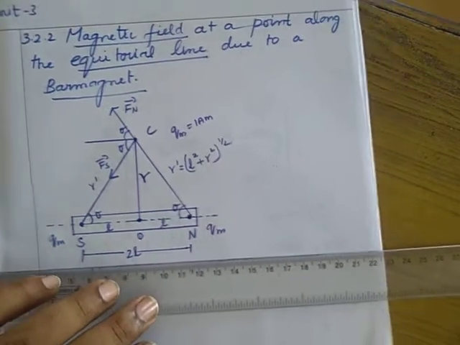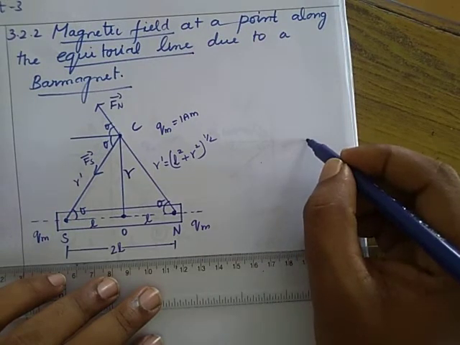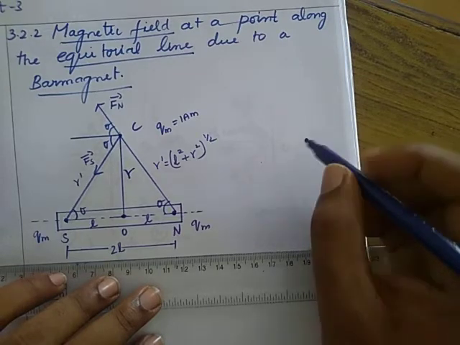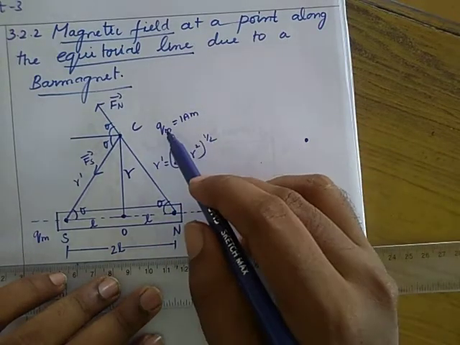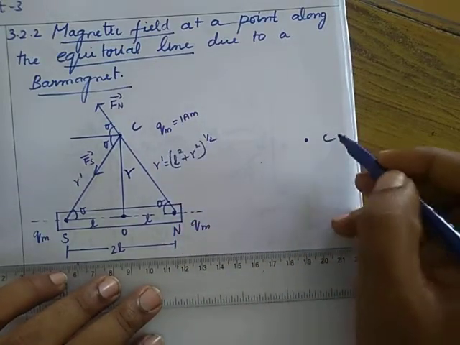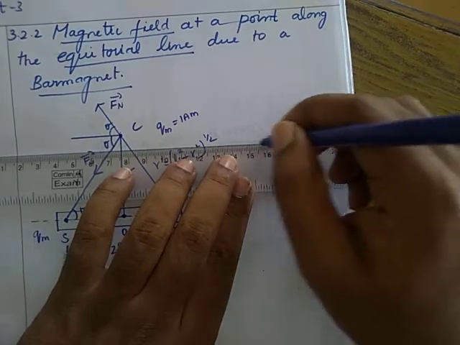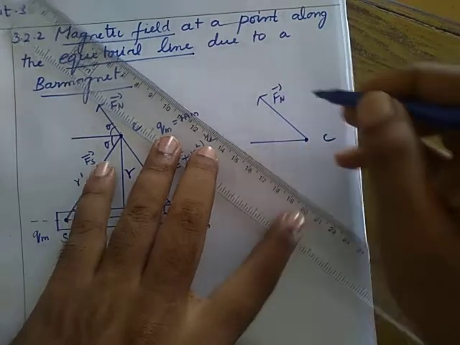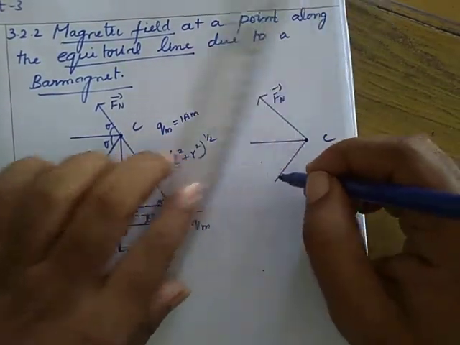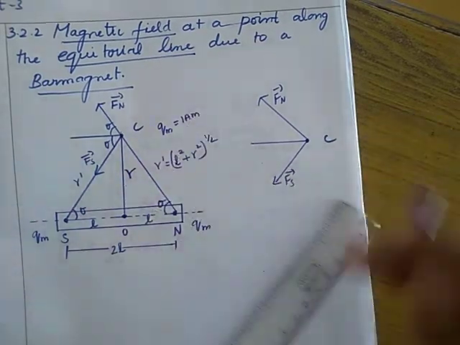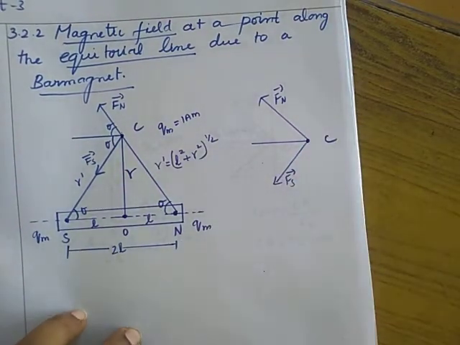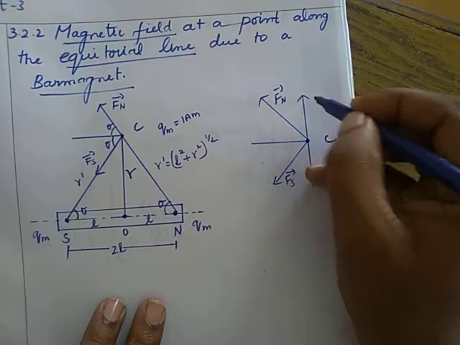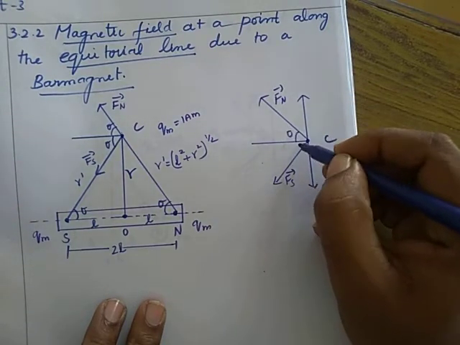Here, by using a free body diagram at the point C, I am finding the net force acting on a test pole at C. It is that line. Then it is Fn vector. Then it is Fs vector. See, it is split up into vertical and horizontal components because they are in the xy plane. It is an angle theta, it is also angle theta.